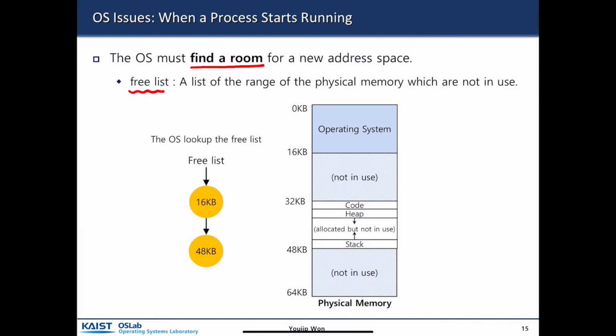If you look at this physical memory, from 0 to 16, operating system code is loaded. And then from 16 to 32, this memory chunk is free. And also 48 to 64, the memory chunk is free. So the operating system maintains a list of free memory chunks, and here there are two memory chunks in the system, one with size of 16 kilobytes and this one with size of 40 kilobytes. So when you create a new process, it first has to allocate memory chunks for the process, and the operating system has to look up the free memory list to find the locations.